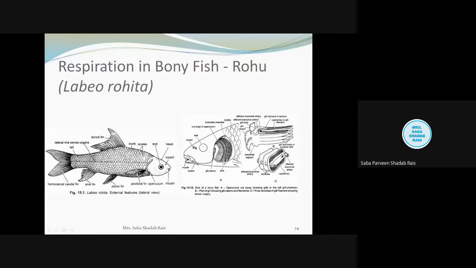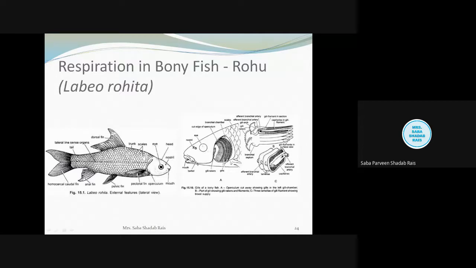So they have to take water in from here, as we have seen in the earlier slide that the water is entering into the mouth. In the buccal cavity, there are oral valves behind the mouth which allow the water to enter into the mouth but not to leave it. So on both sides it is prevented. From the mouth water can only enter, from the gills water can only leave.